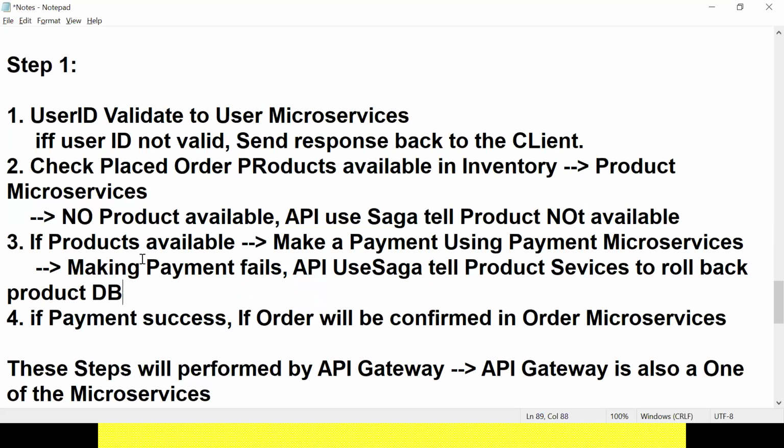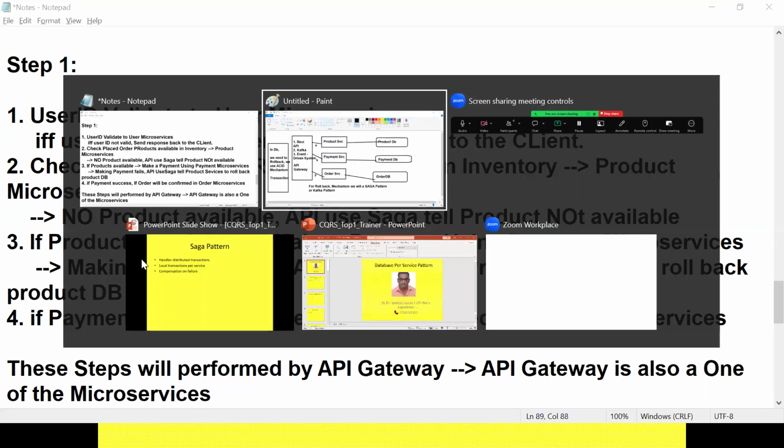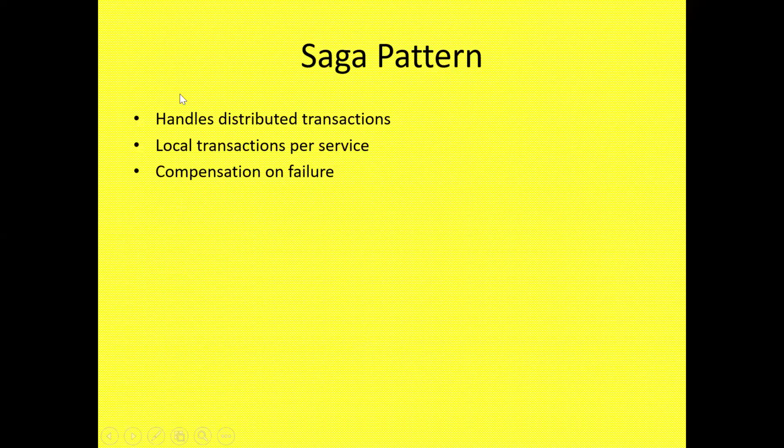But the orchestration happens like this. For that, we are using this distributed transaction: local transaction per service, compensation of failure. What is compensation of failure? If your order is placed, product available, user ID valid, unfortunately payment failed. What do you need to do? You need to roll back the product to compensate that failure. How are you going to compensate that failure? You will roll back your product and then you will send a message to the user. Am I right or wrong? Yes. That is your compensation of failure.